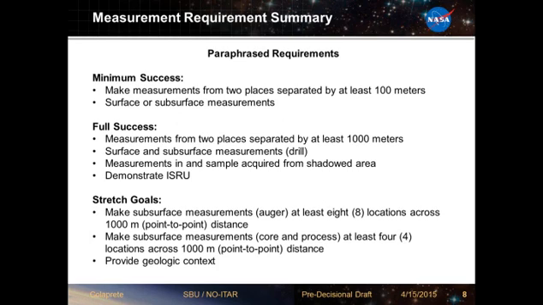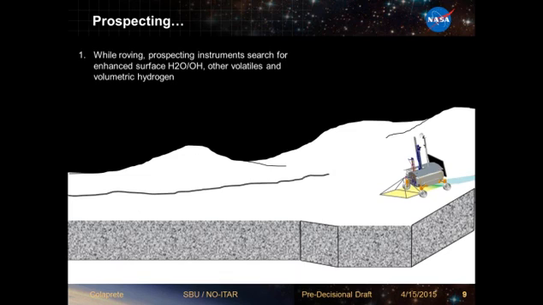That's really important. We're measuring both the surface and subsurface down to a meter with a drill. And also, and this is the part that engineers hate and we, the scientists, love, we will make measurements both in shadowed and illuminated regions, meaning the rover will have to go into permanently shadowed regions to make the measurements.